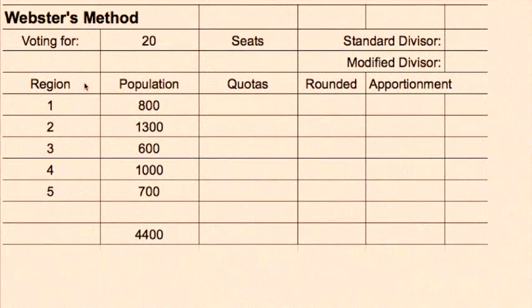Now, Webster's method is the only one that uses a rounded number like we're used to rounding. Like if you have 3.4, your answer would be 3. If you have 3.5, your rounded answer would be 4. And it does exactly what Jefferson's did. It has a standard divisor, and then sometimes you have to modify it. If you're lucky, you don't have to modify it.